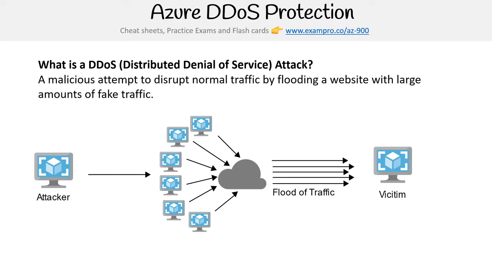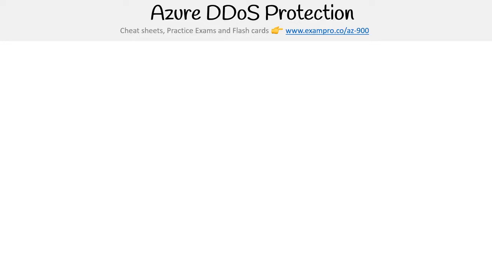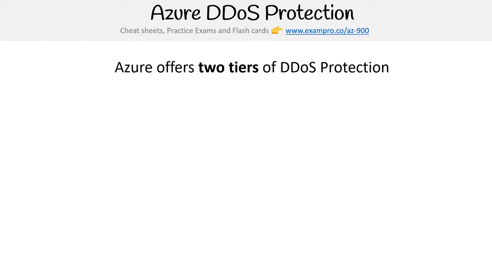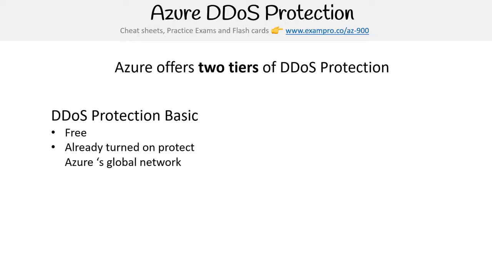But the great thing is that the majority of cloud service providers, including Azure, have built-in DDoS protection. So just by using a cloud service provider, you're going to have a certain level of protection against DDoS attacks. And to talk about the different levels, Azure offers 2 tiers of DDoS protection. So DDoS protection basic is free. It's already turned on. It protects all of Azure's global network. So if you are using Azure, you already get DDoS protection.